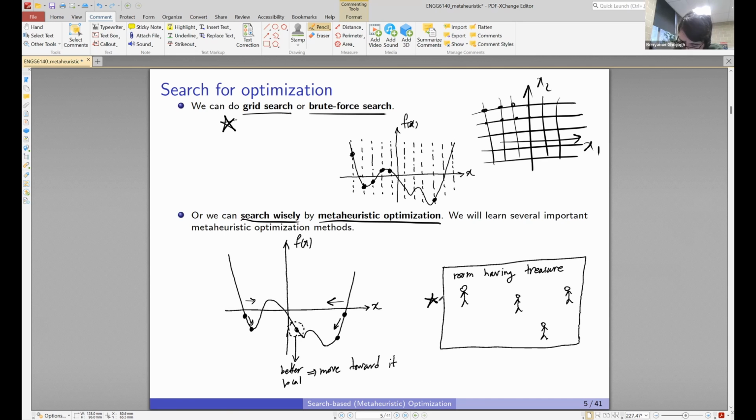Another example is that we have a room where there are several people who want to find a treasure, and we know that there is some treasure under the ground of this room, and the room is big, so it's very time consuming to have a grid search in the room and dig everywhere in the ground of the room. So we say, okay, let's randomly, each of us, search around ourselves, and then whoever finds a better solution, we move toward that better solution. So this is the idea of most of the metaheuristic optimization algorithms.